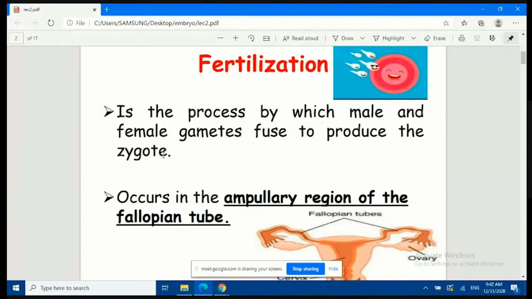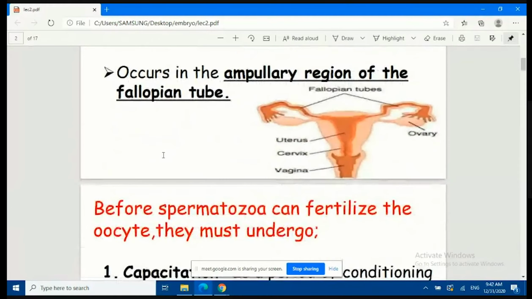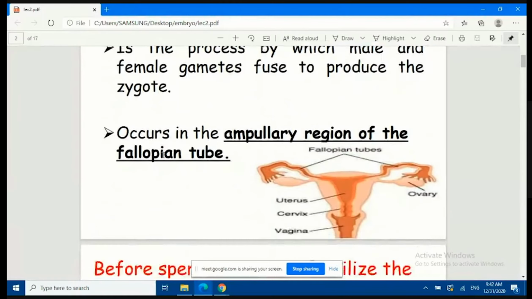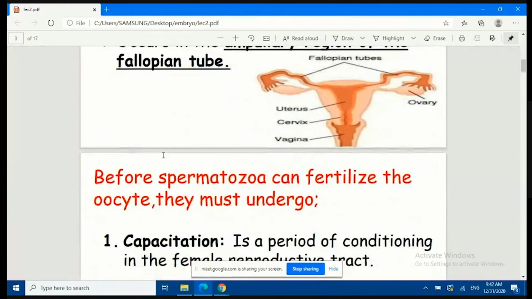Okay, good. I might ask the question: where does fertilization happen in the female reproductive system? You will tell me the fallopian tube, or for example the ampullar region of the fallopian tube.